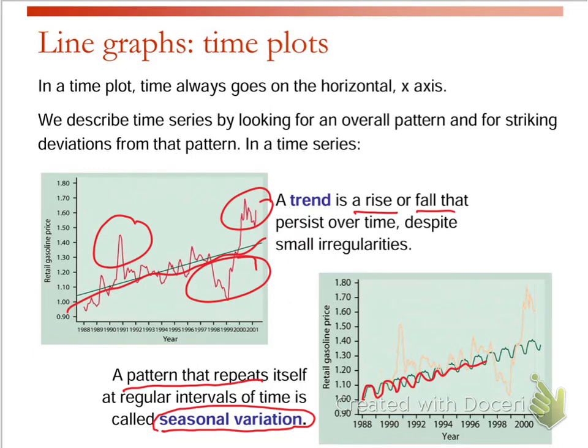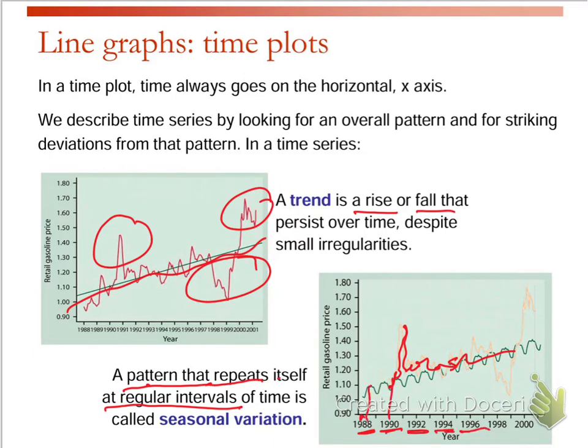It might be, in some cases, with high fluctuation, like this one. See, high fluctuation, and it could also be very close to the main line. So it is a pattern that repeats itself at regular intervals, every 2 years: 1988, 1990, 1992, 1994, 1996. We look at how they repeat themselves every 2 years over time. So it is called seasonal variation.